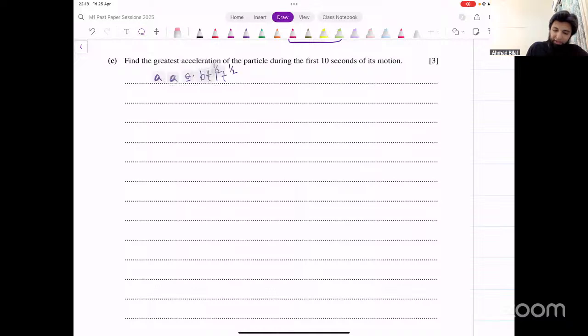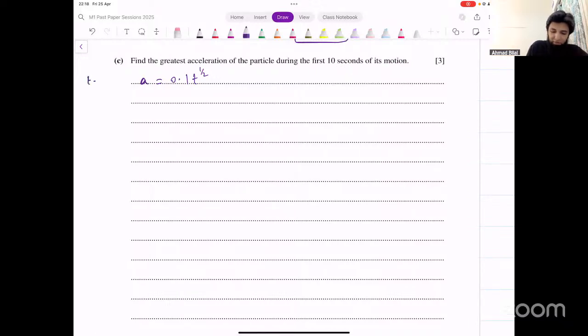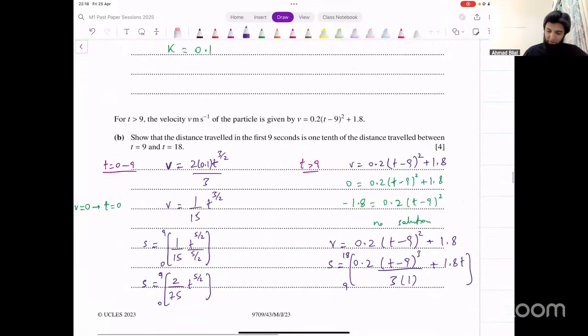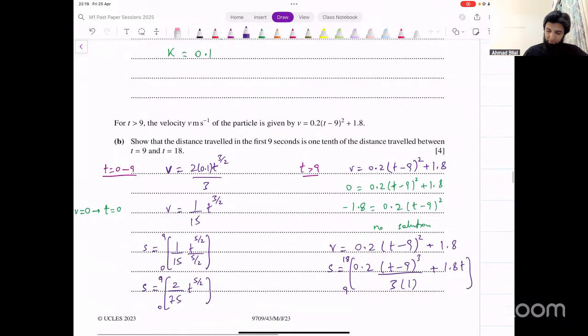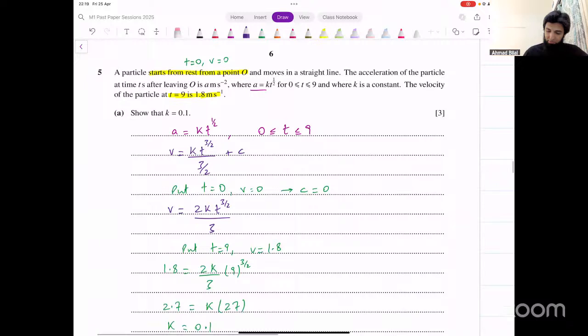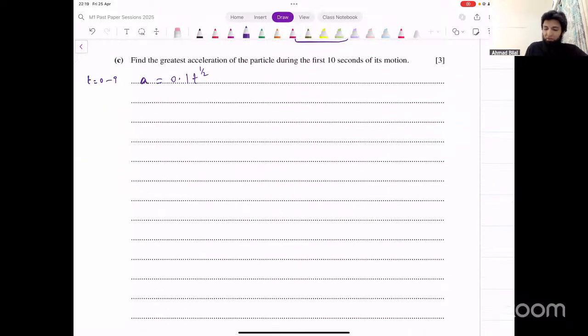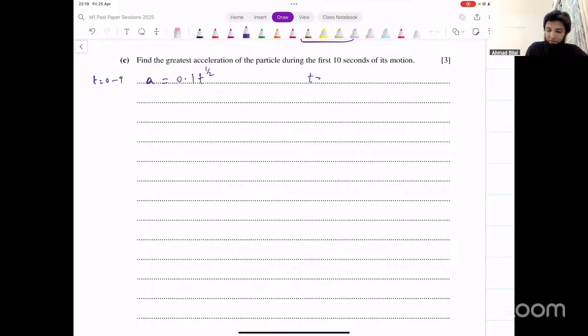We want the greatest acceleration during the first 10 seconds of the motion. That means we also have to check, because this is only valid for time 0 to 9. Look at the question again. Okay, so this first equation is only valid for time between 0 and 9, but they're asking us to find the greatest acceleration during the first 10 seconds. We'll have to consider the second part of the journey as well, that's greater than 9. We'll have to consider that separately.